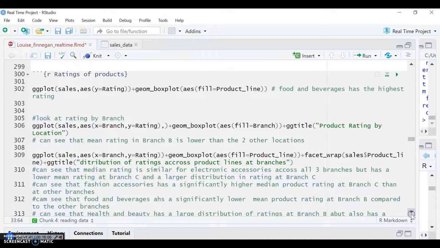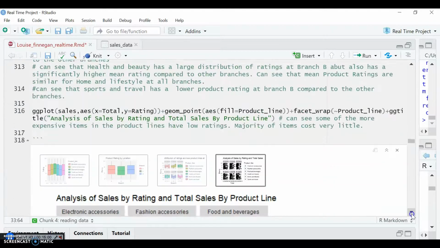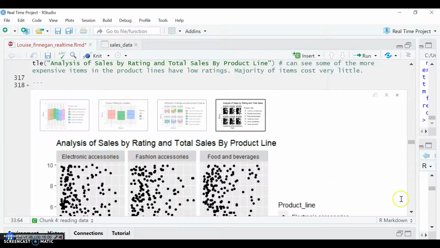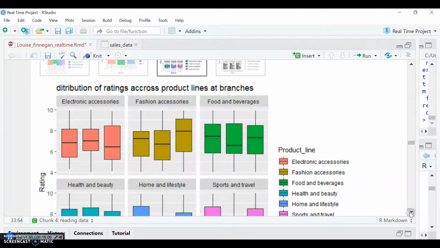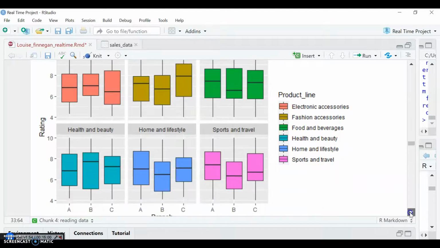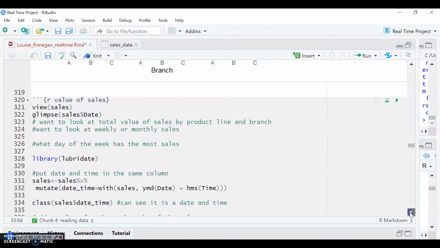Going into ratings of products, again, I just had a look to see what the story is. We can see there that the ratings across the product lines vary a lot between the branches. That was very clear. We can also see huge distributions there, which is all discussed.